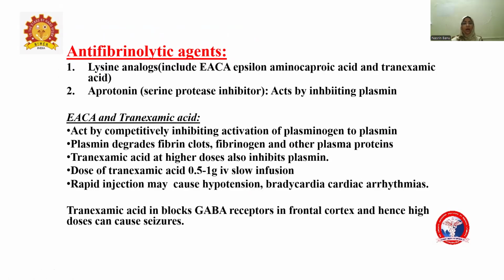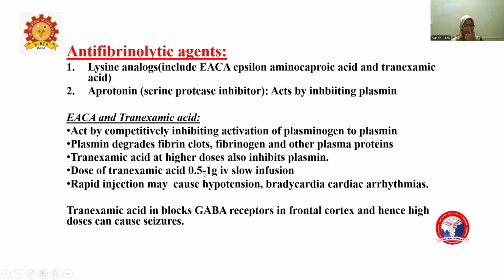Antifibrinolytic agents include lysine analogs such as epsilon aminocaproic acid and tranexamic acid, and aprotinin, that is a serine protease inhibitor. Epsilon aminocaproic acid and tranexamic acid act by competitively inhibiting the activation of plasminogen to plasmin, which degrades fibrin clots, fibrinogen, and other plasma proteins. Tranexamic acid at higher doses also inhibits plasmin.